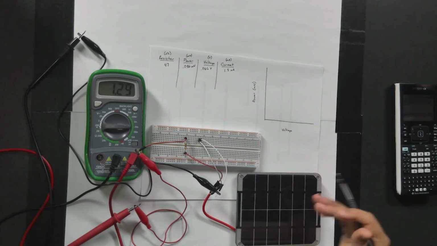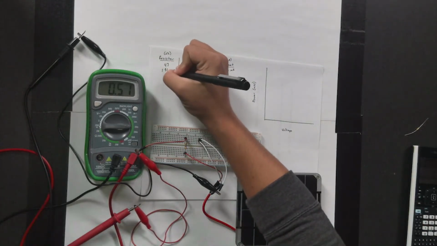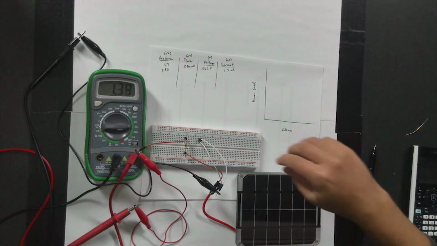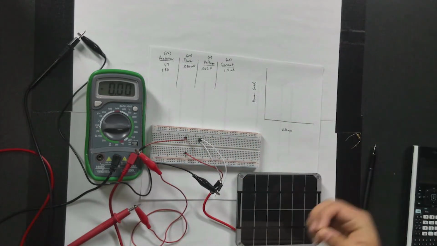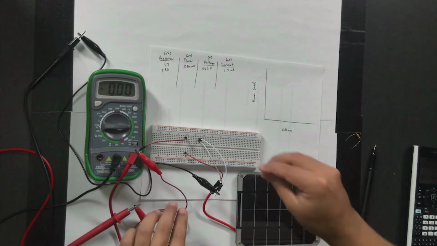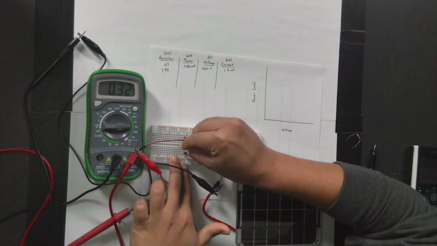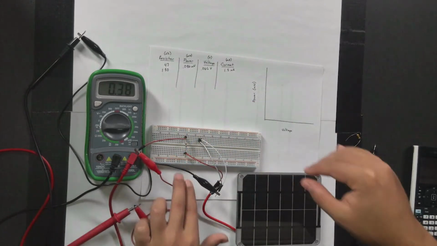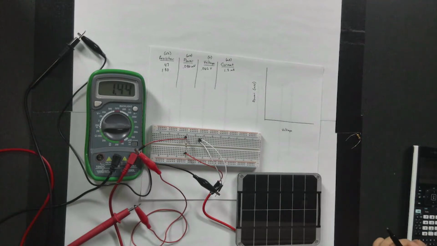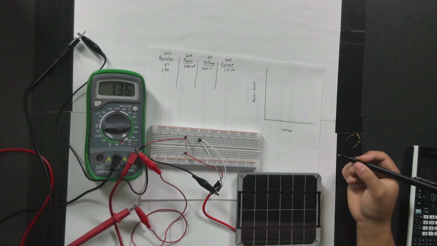Now we're going to repeat this process with the 180 ohm resistor. So we can go ahead and measure current first since we have that already set up. And we'll just replace the other resistor with this one. Now if I move away from the solar panel, you can see it steadies itself at around 1.35 milliamps.